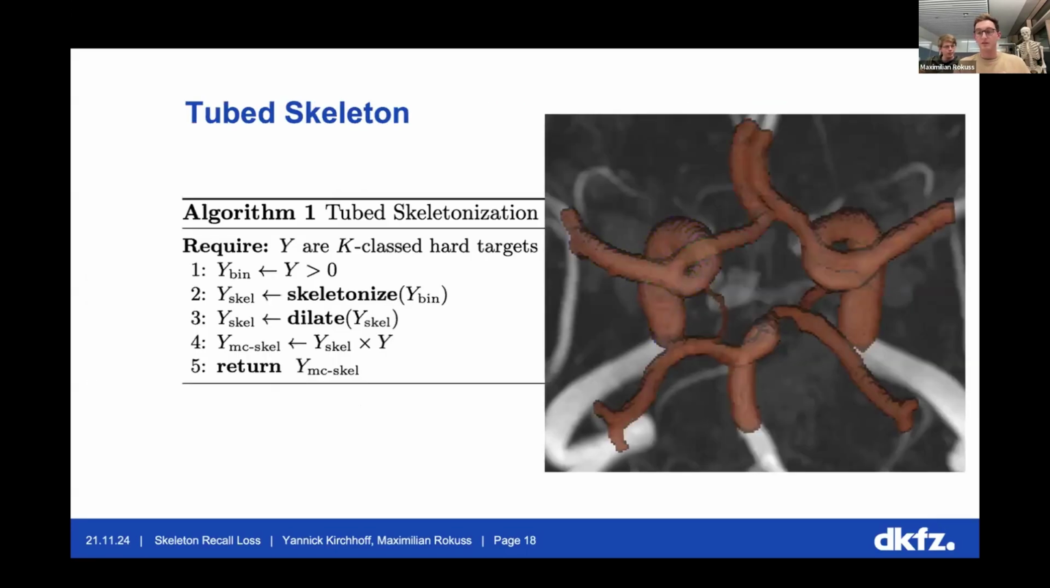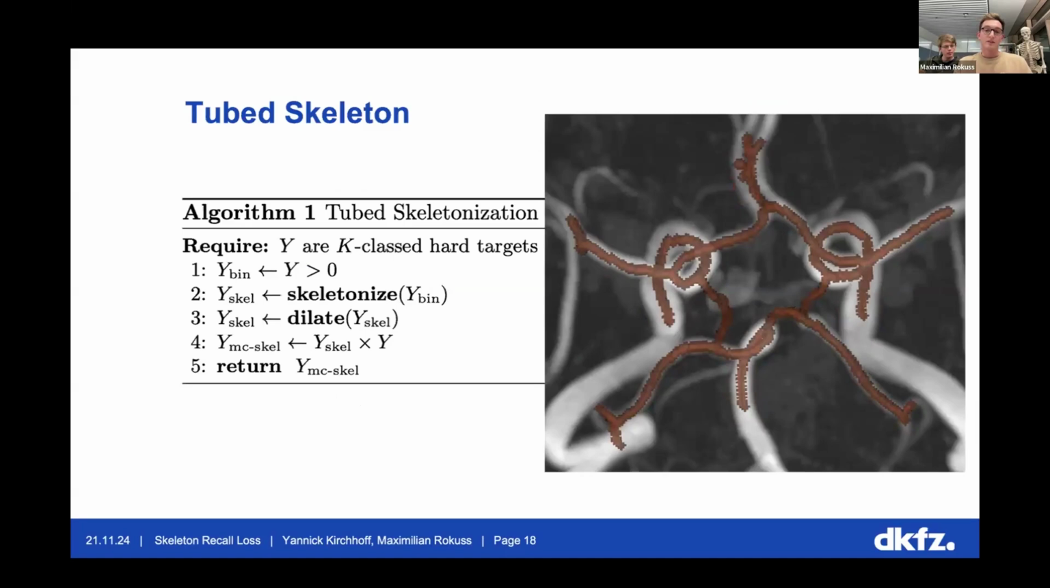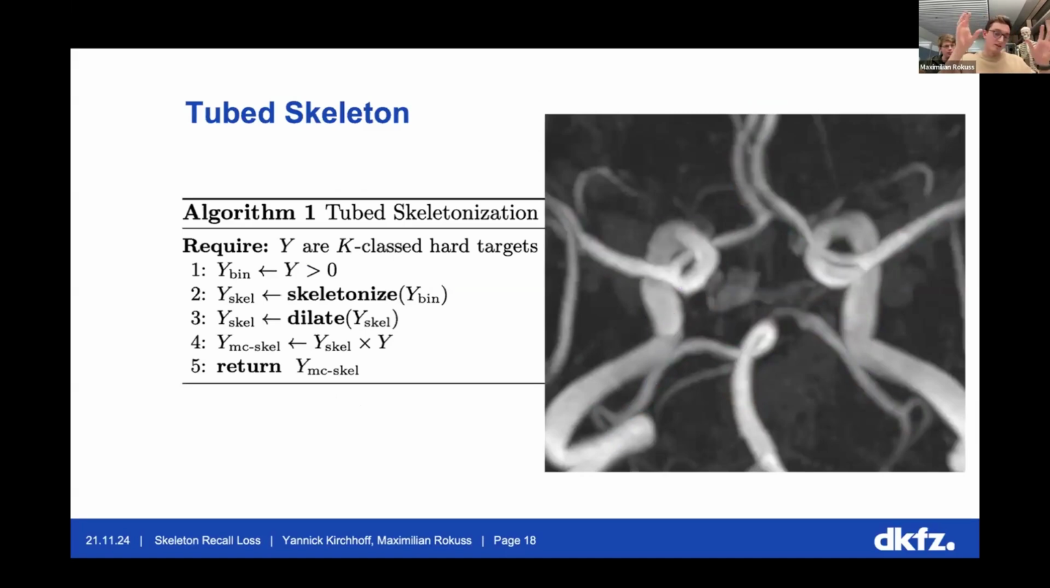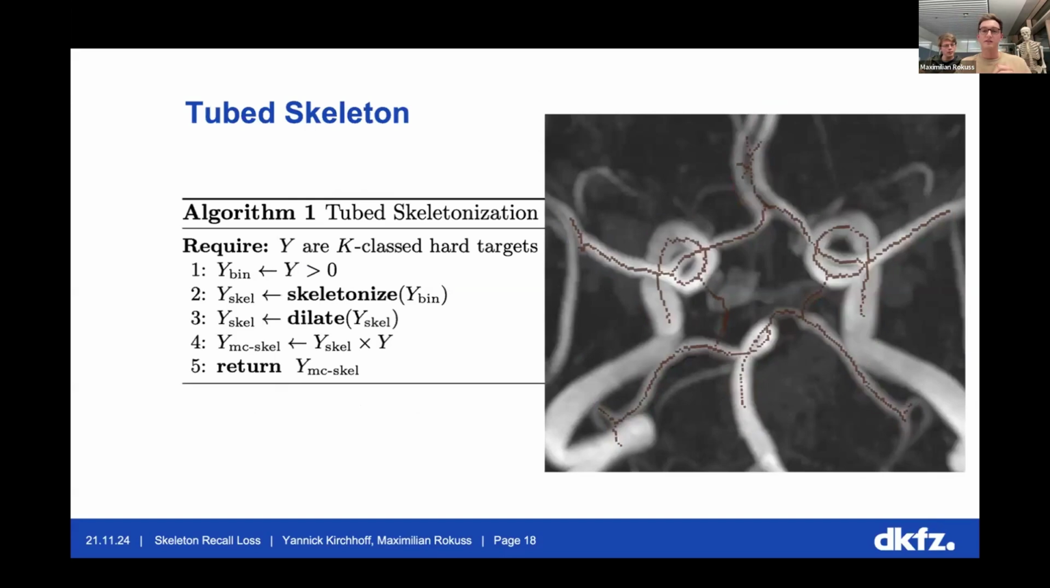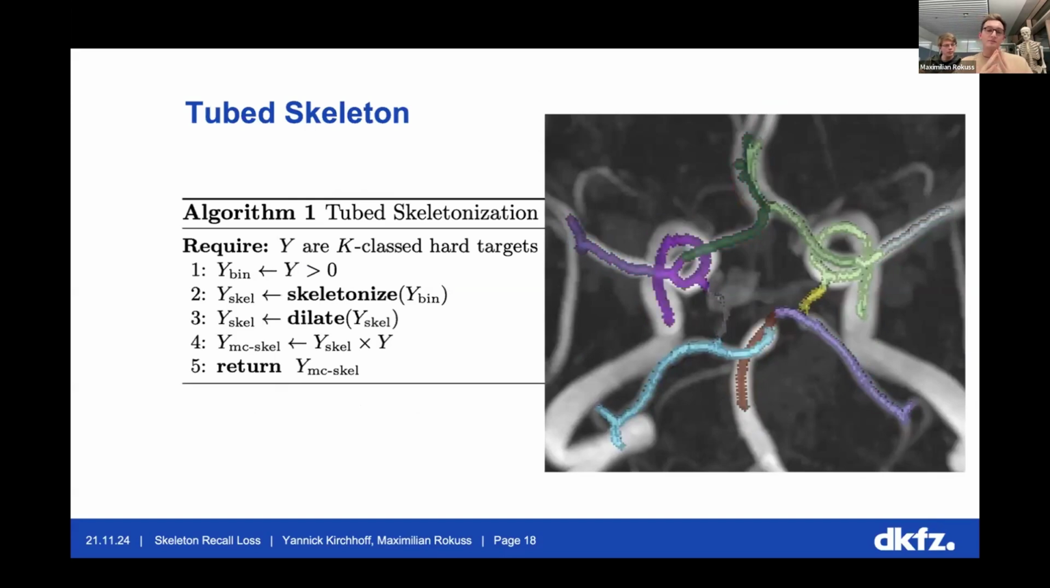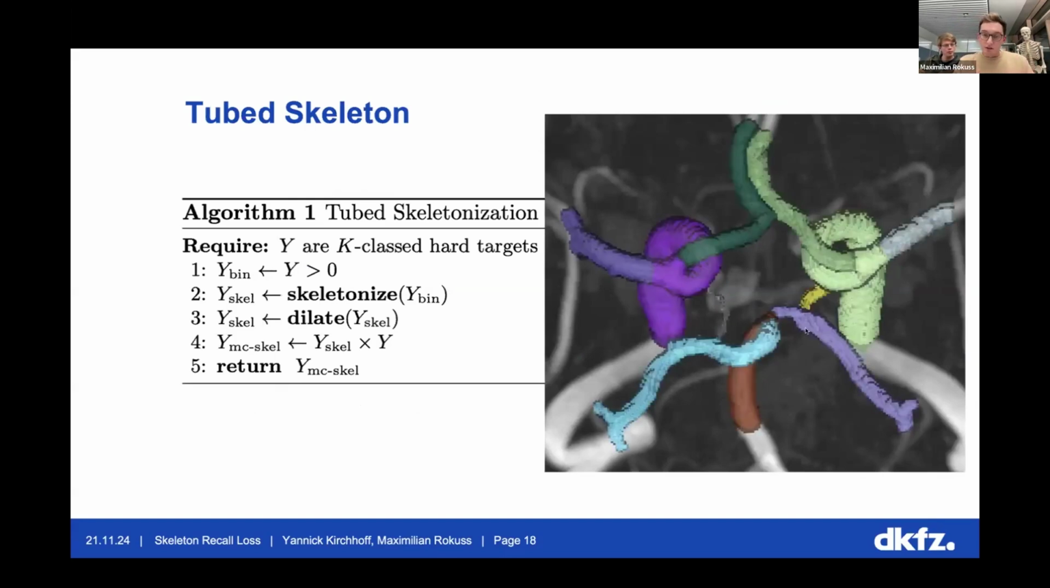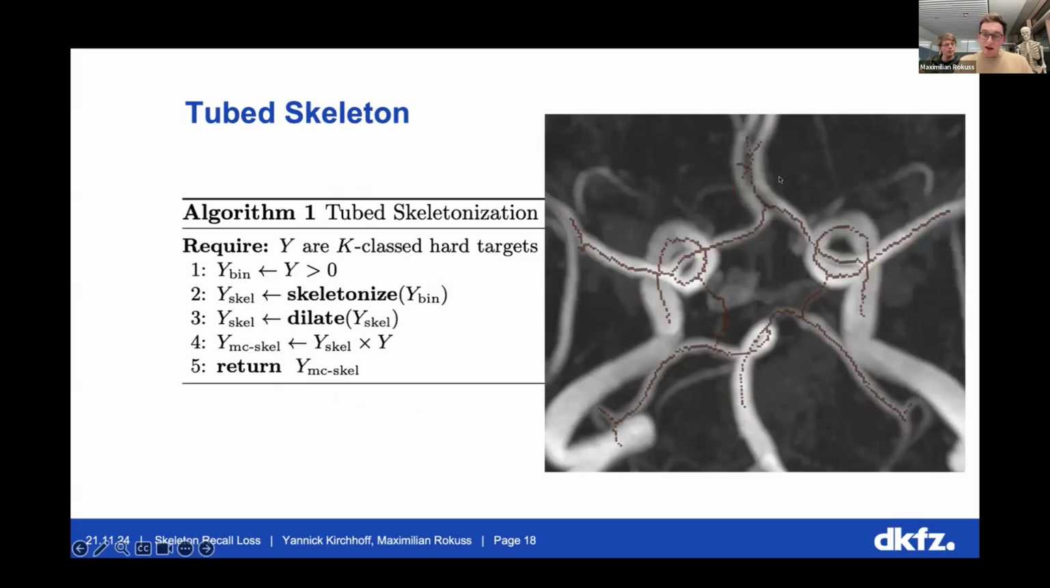The tubed skeleton is calculated by this algorithm. So basically what you have is your multi-class or binary 2D, 3D segmentation, doesn't really matter. And you first binarize it for the tubed skeleton calculation, and then you skeletonize it. So on the right-hand side, you can see this thin line in between.